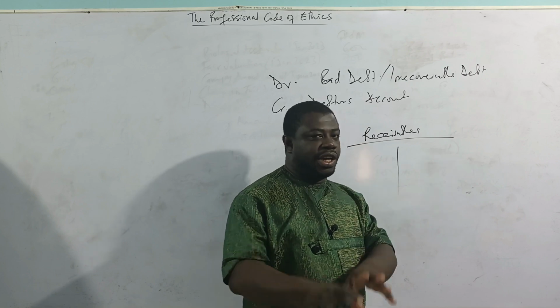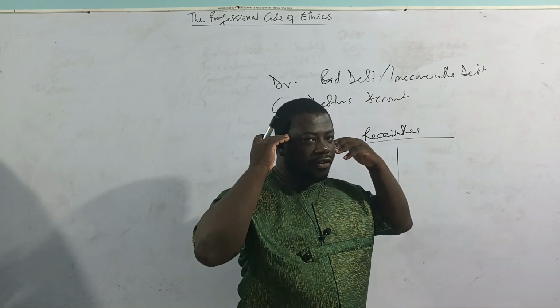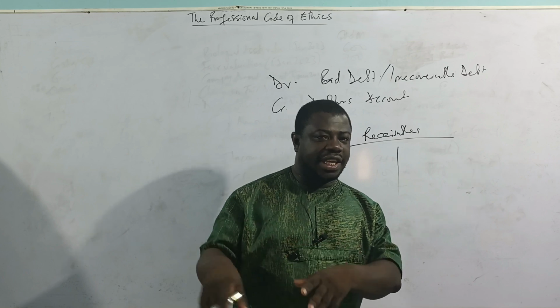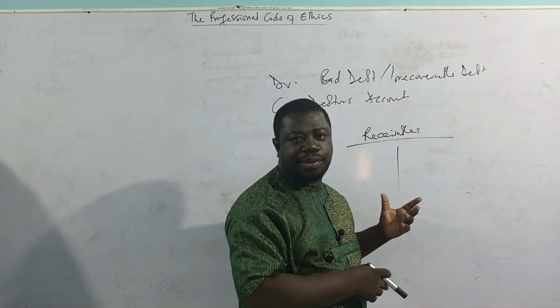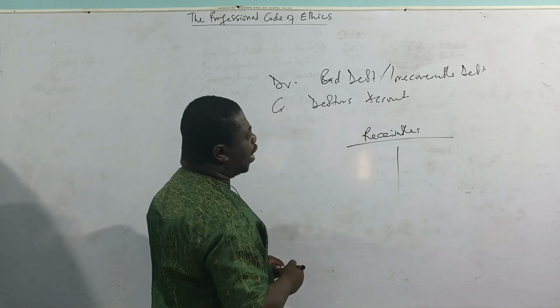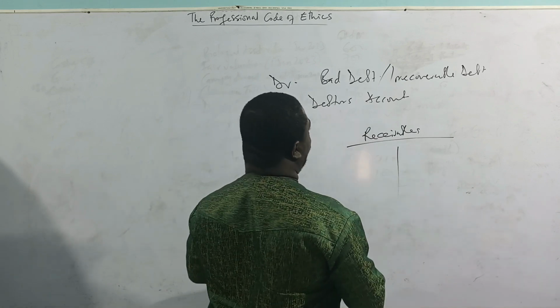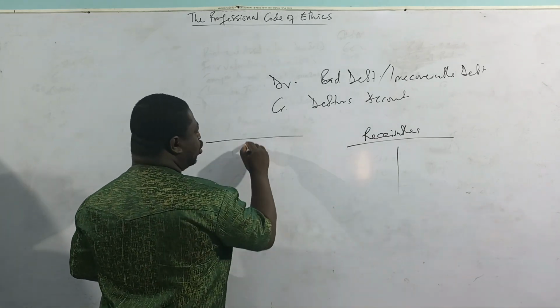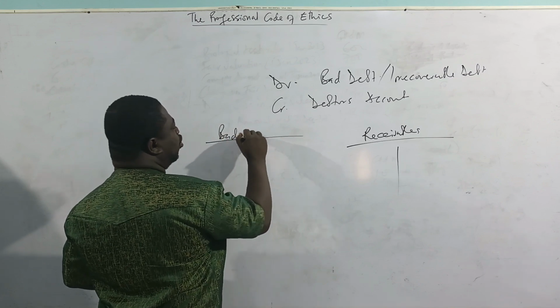So please, I'm not yet solving the question. I just want you to follow, because even the question of ethics, you need your knowledge of your accounting principles to be able to understand the question of ethics. Now, in order to write off bad debt, it is your receivables or debtors account, and then you also open the bad debt or recoverable debt account.